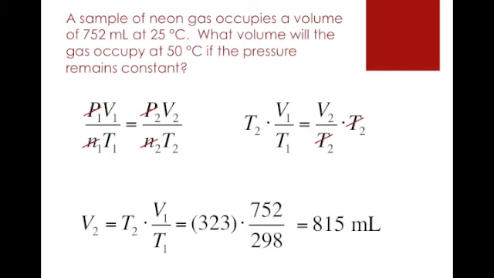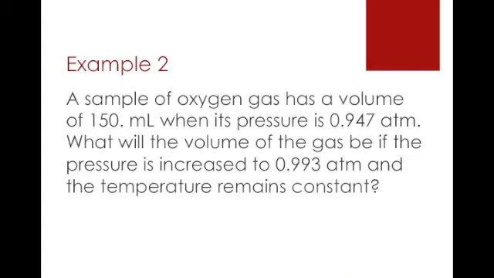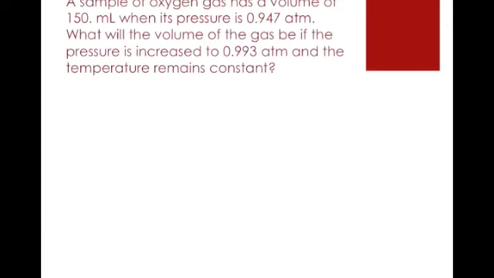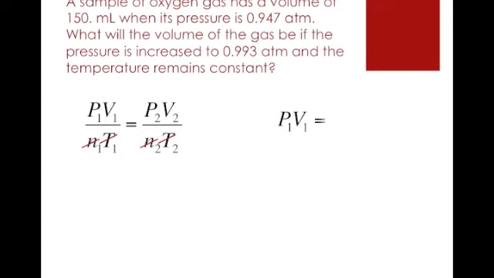Let's take a look at another example. All right. This example, I have a sample of oxygen gas, gives me volume, gives me pressure. Says, what will the volume be if the pressure is increased? Notice it tells me temperature remains constant. So again, I'm going to write my formula. I'm going to mark out temperature this time, and again, I'm not adding any new gas, so I'm going to mark out the number of moles. And it's going to leave me with just this. You see, the formula gets a lot simpler once we start crossing stuff out. You don't have to worry too much.